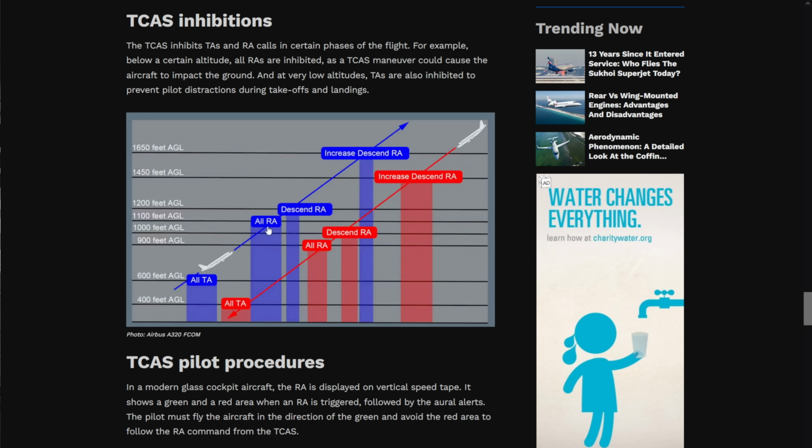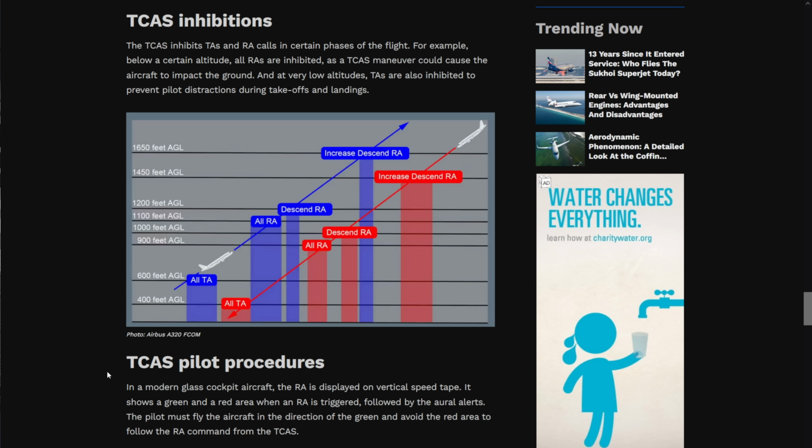And then later on, resolution advisories are inhibited until 1100 feet, descent RAs until 1200 feet, and increased descent RAs until 1650 feet. On the descent, we have the opposite. The increased descent RA is inhibited from 1450 feet above ground, then the descent RA from 1000, all resolution advisories inhibited from 900, and all traffic advisories inhibited from 400 feet.